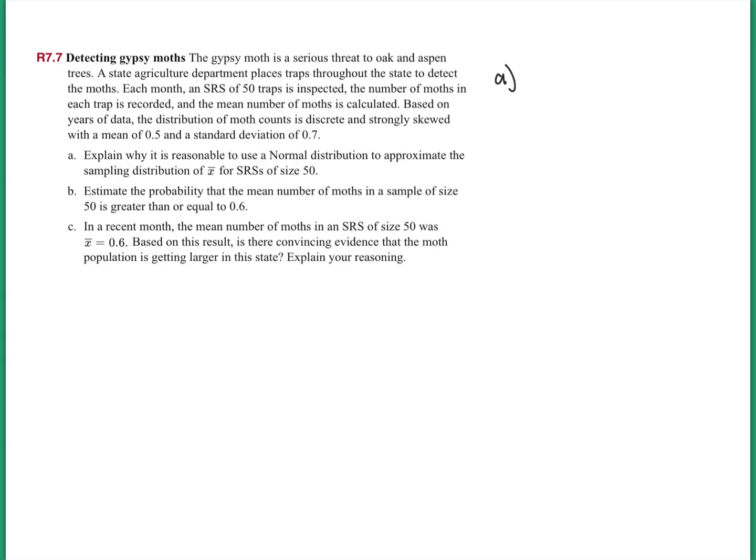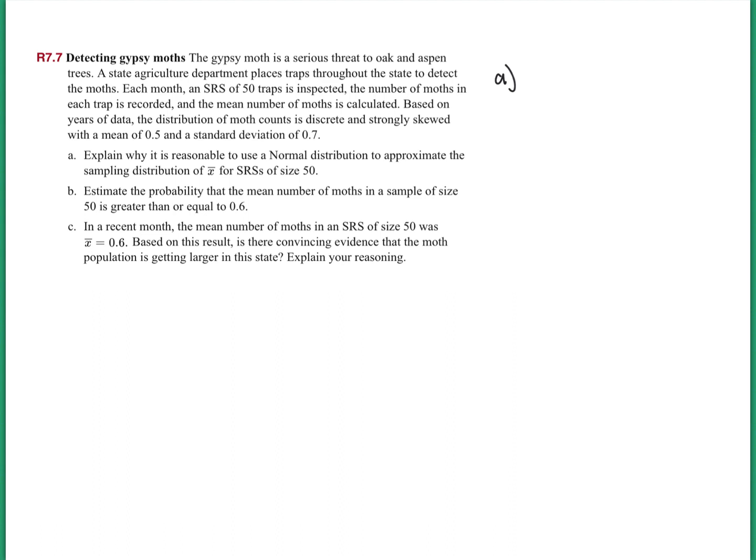Okay, so last one. The gypsy moth is a serious threat to oak and aspen trees. The state agriculture department places traps throughout the state to detect the moths. Each month, a simple random sample of 50 traps is inspected. The number of moths in each trap is recorded, and the mean number of moths is calculated. Based on years of data, the distribution of moth counts is discrete and strongly skewed, with a mean of 0.5 and a standard deviation of 0.7. So now we're doing a problem where the population is not normal, right? They say strongly skewed.